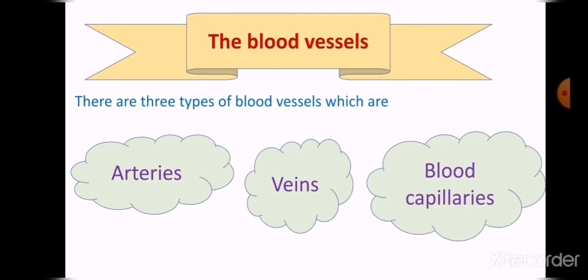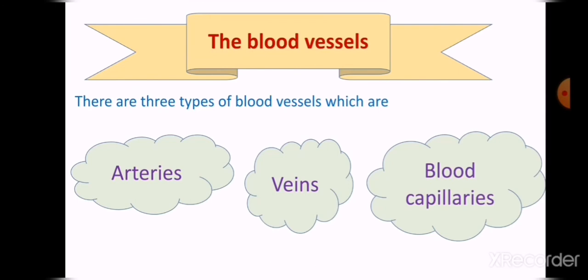Blood vessels are a network of pipelines where the blood passes through, or where the blood flows inside. So the blood flows inside the body through a network of blood vessels. They are the paths of the blood throughout the body.